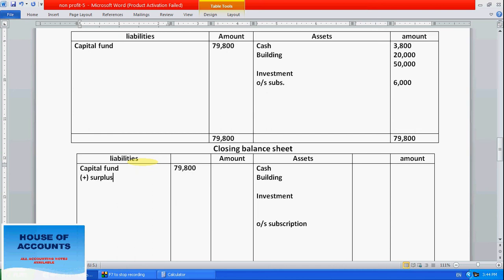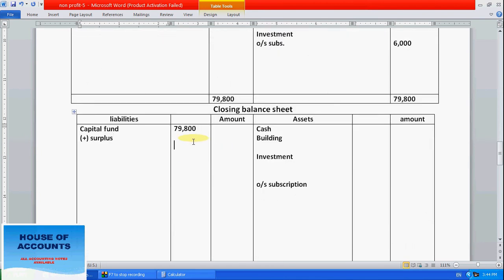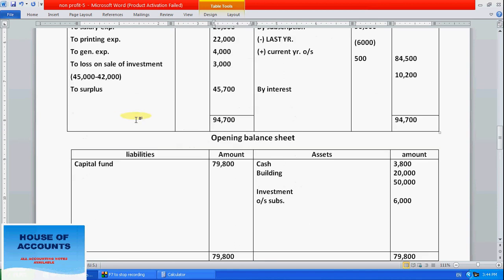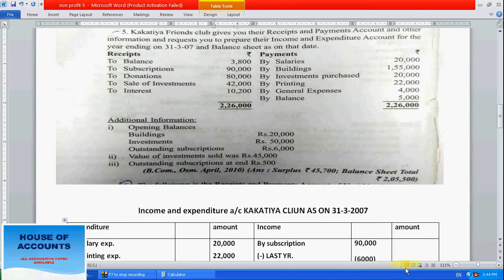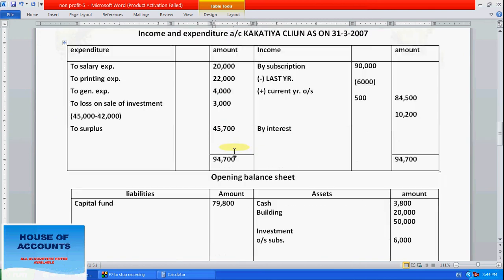How much surplus we got? 45,700. So right here this one, 45,700. Okay, overall we have to write here. So we will do it later. Now before that, let's see from the start. Balance we have already taken. This is the opening balance sheet. Subscription also taken. Donation we have not taken, so 80,000.